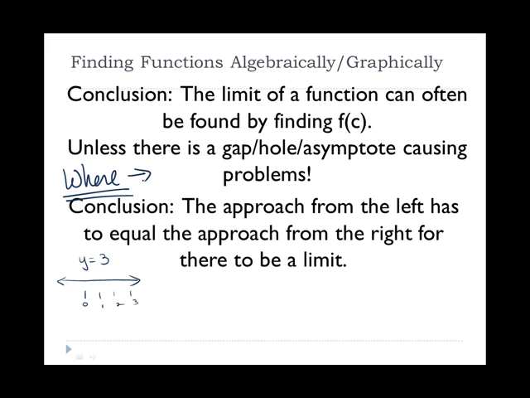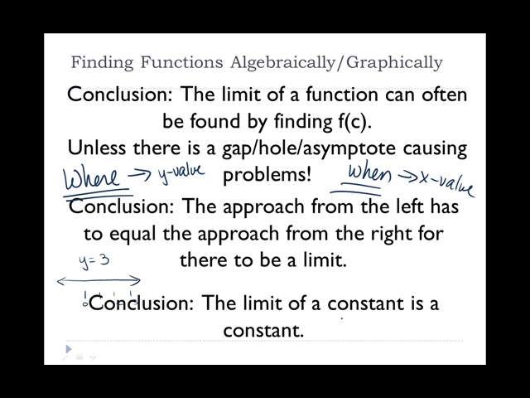So let me reiterate, and I'll just write it real big here on the side, that when we ask where something is, we are asking for its y value. When we ask for when it happened, we are asking for its x value. Okay, so where the function is asks for its y value. When did that happen asks for its x value. So the limit of a constant is always a constant. So no matter what, the limit as x approaches 5 of the function 12 is going to be 12. It's always at 12. That's what that function is.